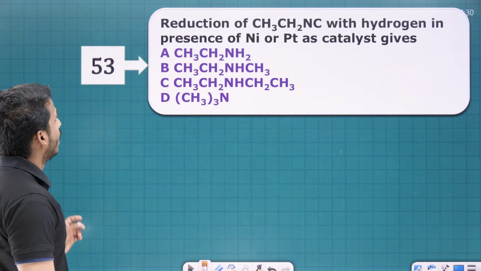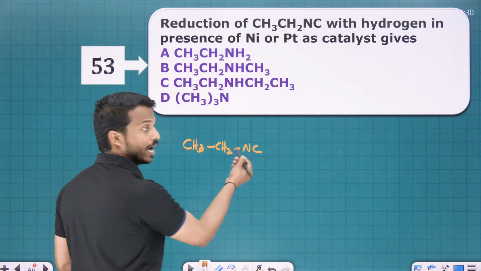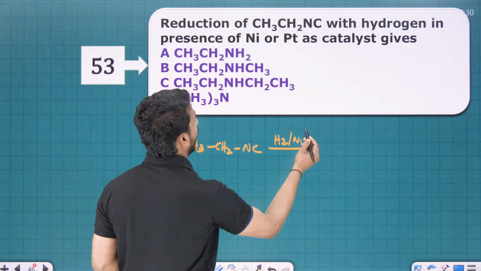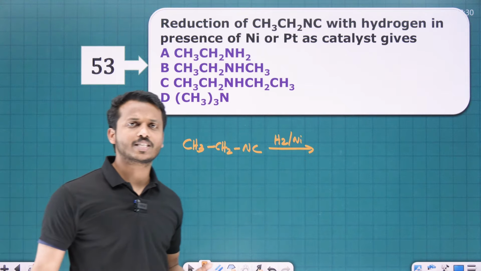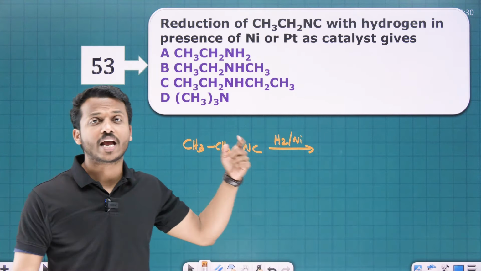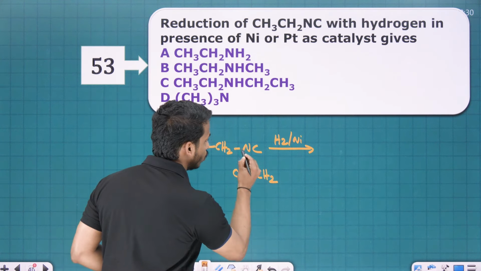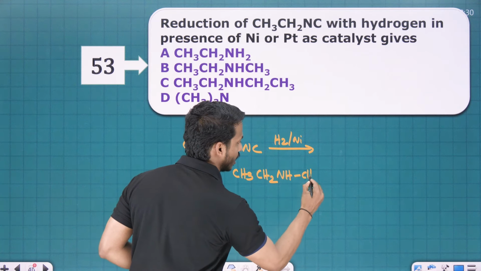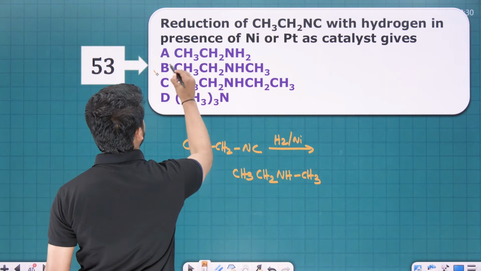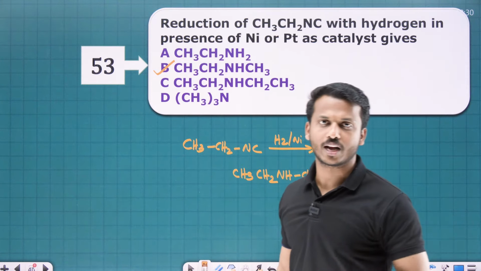Question number 53. Reduction of what compound? CH3CH2NC. What is this? Isocyanide, right? With hydrogen in the presence of nickel or platinum catalyst, what does it give? Already discussed in the part 2 session. Cyanide on reduction gives a primary amine, isocyanide on reduction gives a secondary amine. So CH3CH2NC becomes CH3CH2NHCH3. It becomes a secondary amine. Option B. Remember all, cyanide on reduction gives primary amine, isocyanide on reduction gives secondary amine.